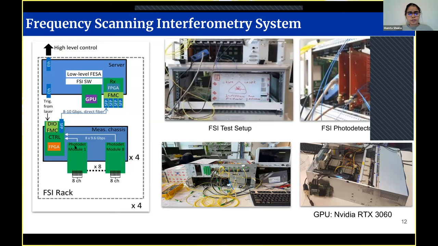Closer to our target system, we have a measurement chassis where we host all our photo detection modules. These photo detection modules acquire the signals through fiber, and these are sent upstream to the server where we have a GPU. This GPU is basically responsible for doing all the calculations in real time. These are some of the lab setups, which you can see. They're not very clean, but these were a proof of concept we were working on.